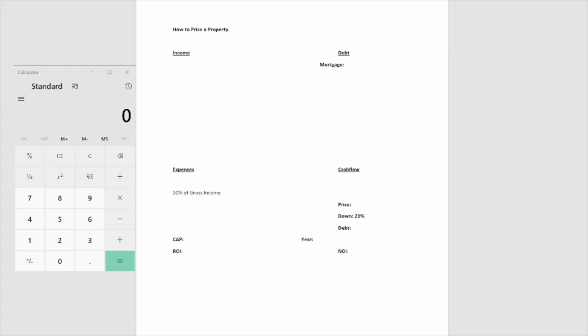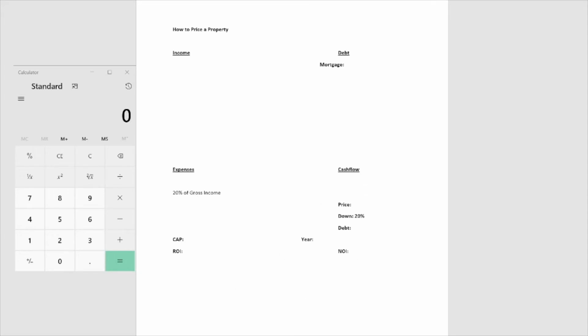So this is called the Four Quadrant. I think Bigger Pockets made a video on this. Grant Cardone has done this before. I do it a little bit differently, but it has worked out for me in my life really well. So up in this top left, you're going to see where it says income. Then you're going to have another section that says debt. You're going to see another section that says expenses, and then finally cash flow.